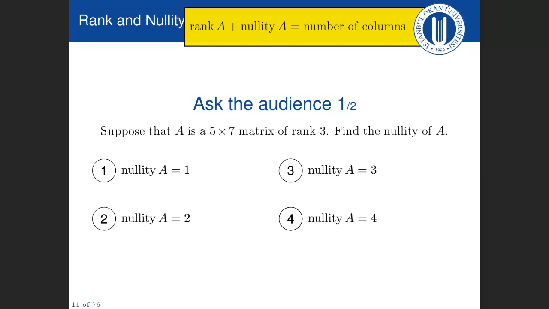So, let me ask you 2 questions, and these are about the formula in the yellow box at the top. The rank of A plus the nullity of A is equal to the number of columns of A. Suppose that A is a 5 by 7 matrix of rank 3. Find the nullity of A.